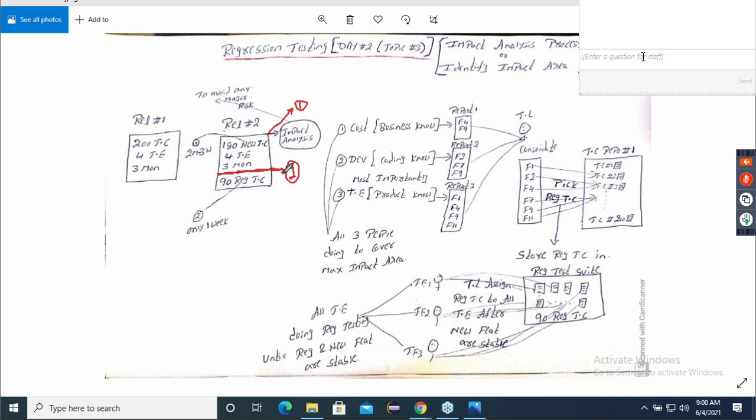Testing new feature is the wrong answer. Understand the question, guys. If you have not understood the question, don't give me the answer. When should I identify the impact analysis? Or when should I choose the regression test cases? First stage means this is the first stage, or second stage means this is the second stage.